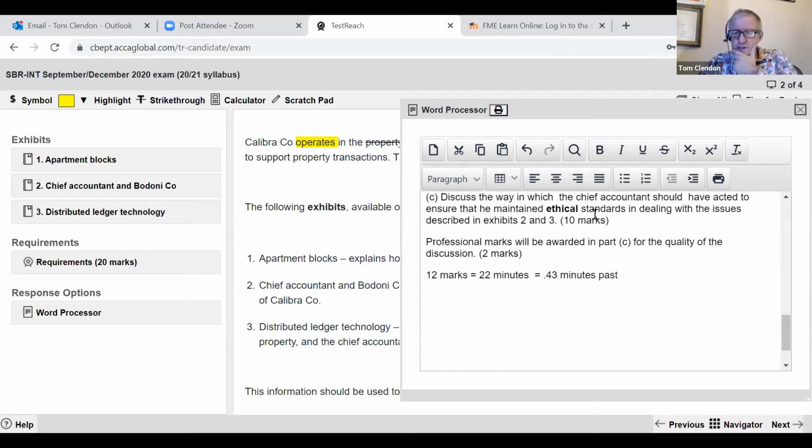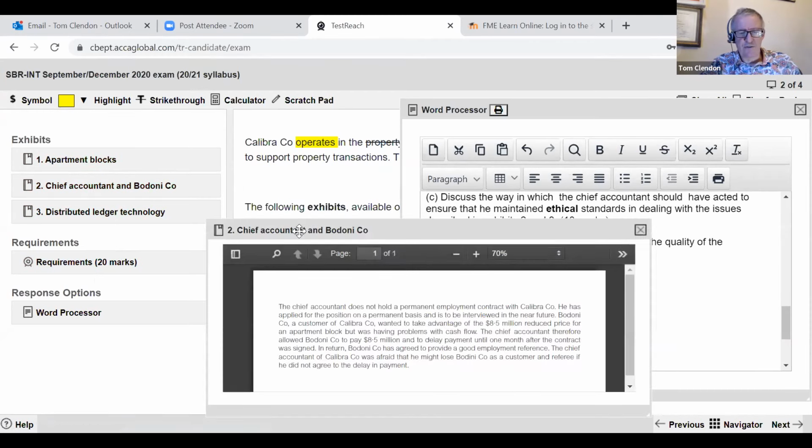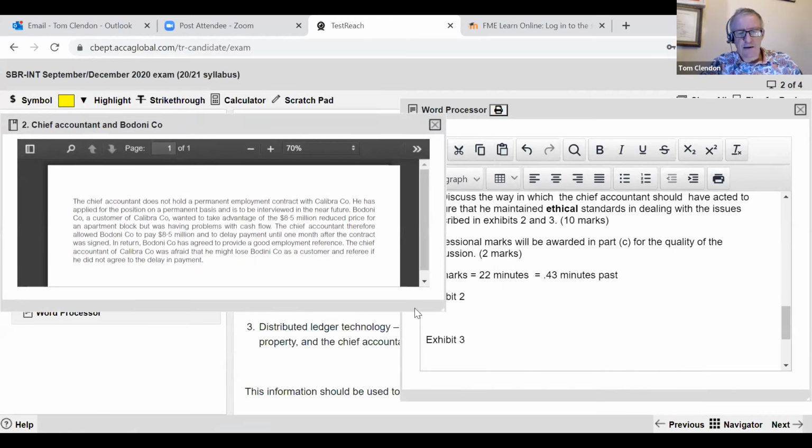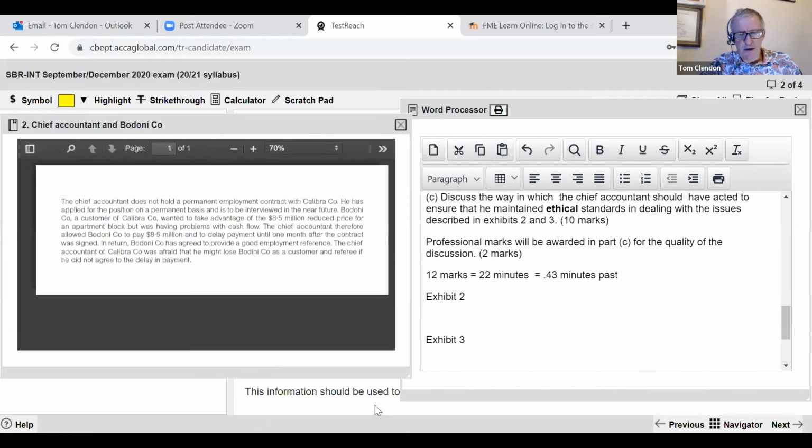So, discuss the way the chief accountant should have acted to maintain ethical standards with the issues described in Exhibit 2 and Exhibit 3. We've got an issue around Exhibit 2, and an issue around Exhibit 3, and I'm assuming they're 5 marks each, self-standing. So let's have a look at the chief accountant and Bodini and see what is going on here.